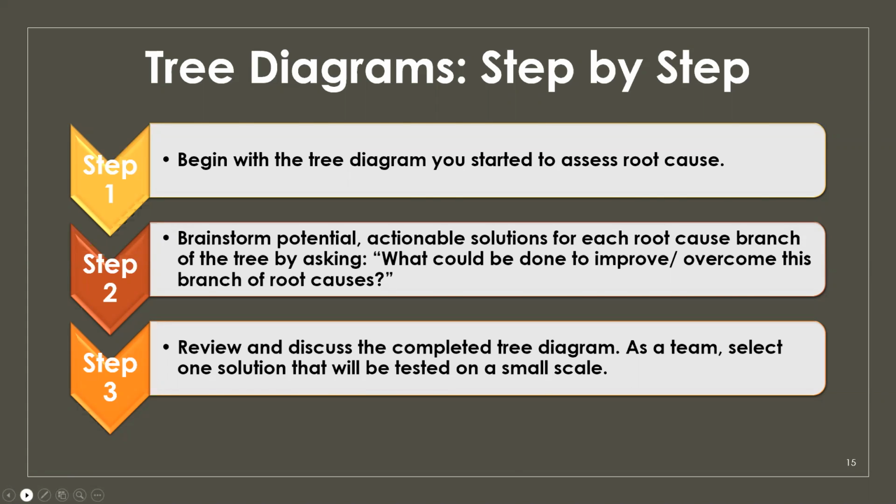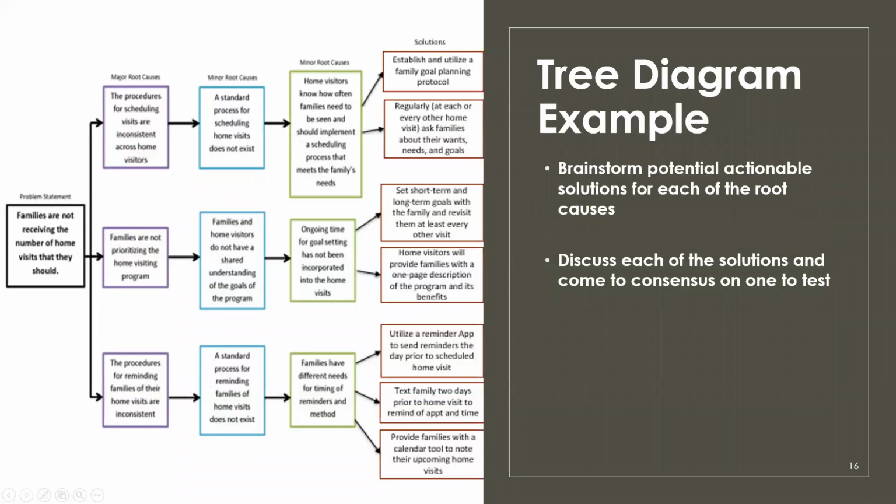So let's go to an example, because that always helps make things a little bit clearer. So this particular tree diagram, the problem statement is families are not receiving the number of home visits that they should. And the team thought through the major root causes. So those are in those purple boxes. What they came to was the procedures for scheduling visits are inconsistent across home visitors. Families are not prioritizing the home visiting program, and procedures for reminding families of their home visits are inconsistent.